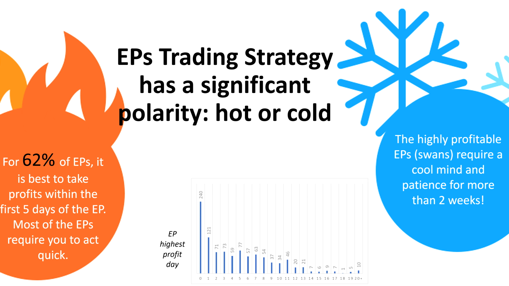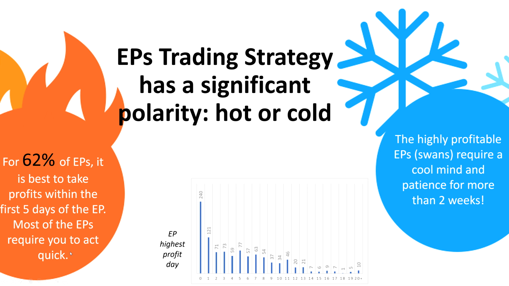Learning and looking at all these statistics and how the stocks behave, I saw that the EP trading strategy has a significant polarity, and I hope you saw it by now yourself as well. And I call it hot or cold. What does hot mean? For 62% of EPs, it is best to take profits within the first 5 days of the EP. Most of the EPs require you to act quick.